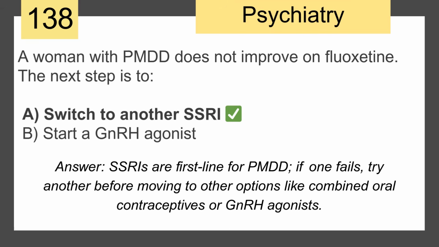Question 138, a patient with premenstrual dysphoric disorder is not improved on fluoxetine, so switch to another SSRI. Don't start the GnRH agonist. First try another SSRI. But if all else fails, a GnRH agonist can actually help.